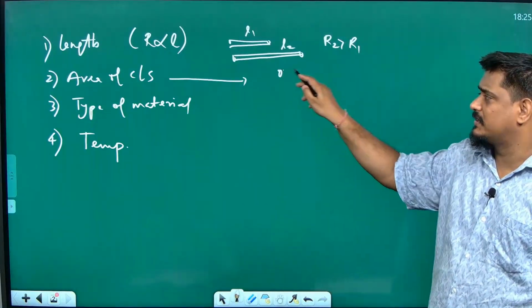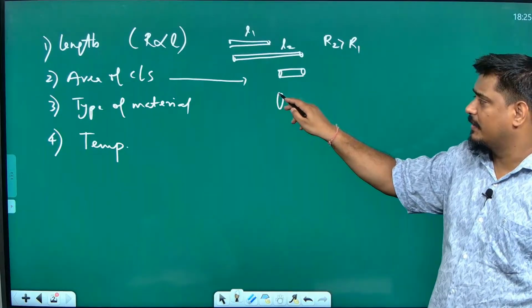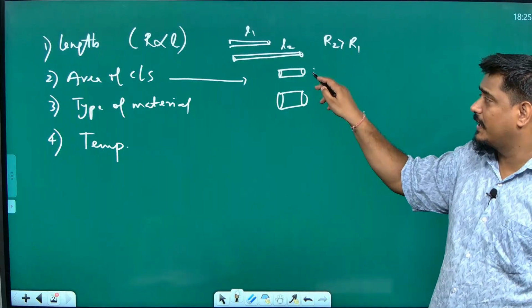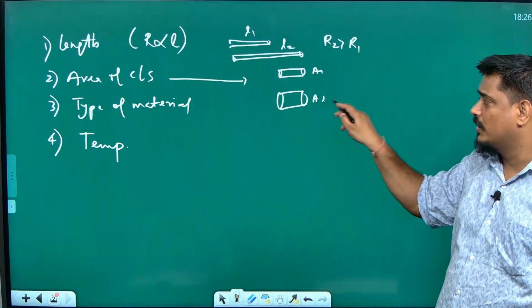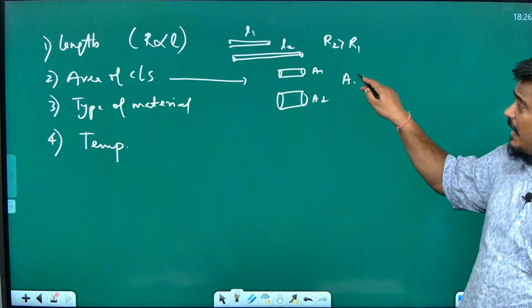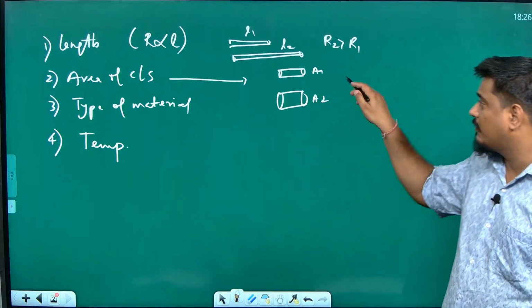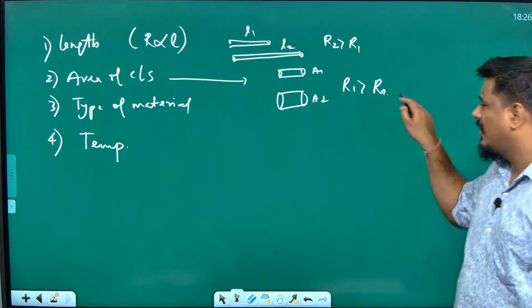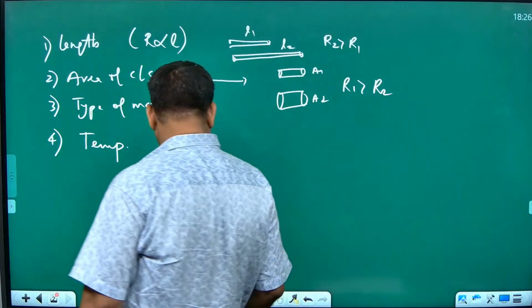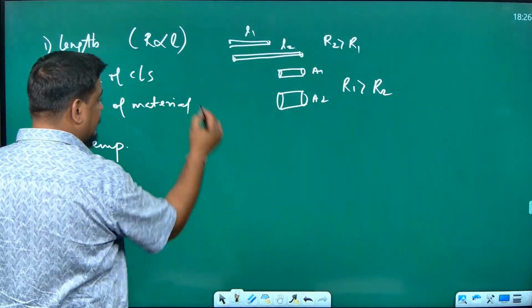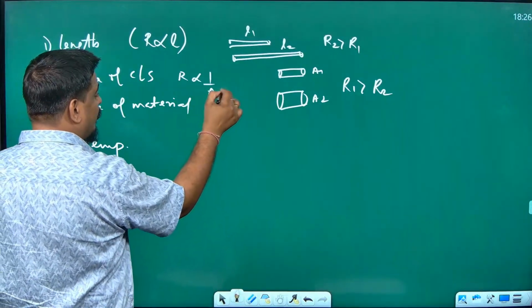If you have two wires, they both have the same length, but here the area of cross section is A1, here it is A2. So, we found that A1 had more resistance than A2, that is, if I write in terms of R, then R1 was more than R2, which clearly indicates that resistance is inversely proportional to area of cross section.